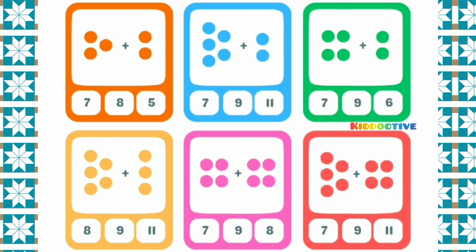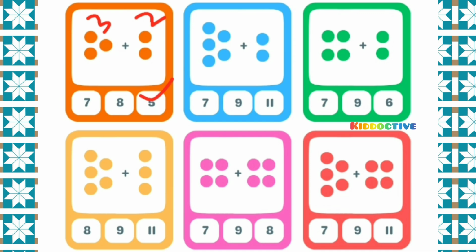How many dots are there? There are three. How many dots are there? There are two. So 3 plus 2 equals 5.